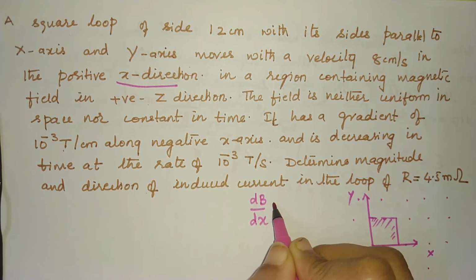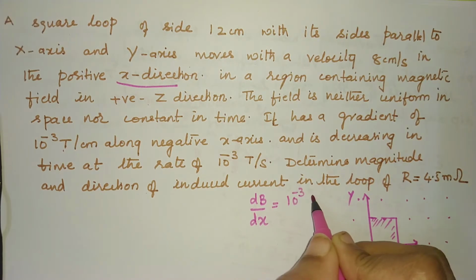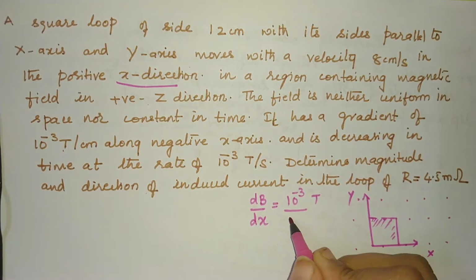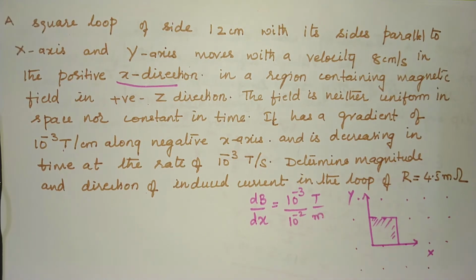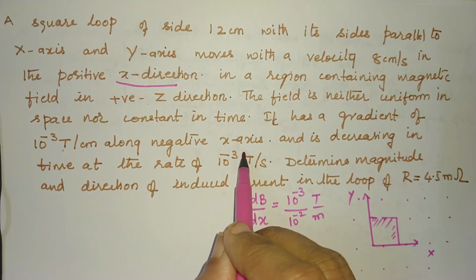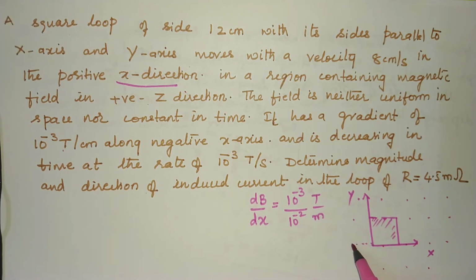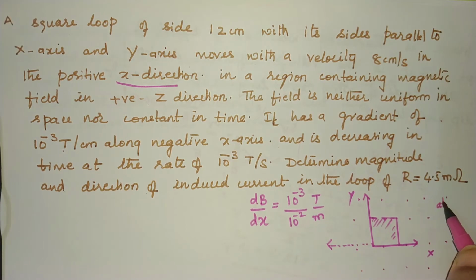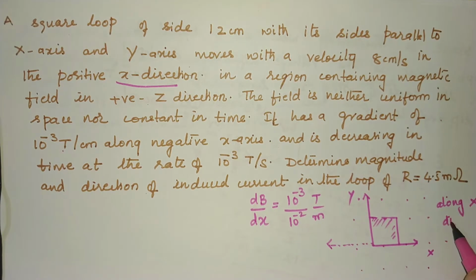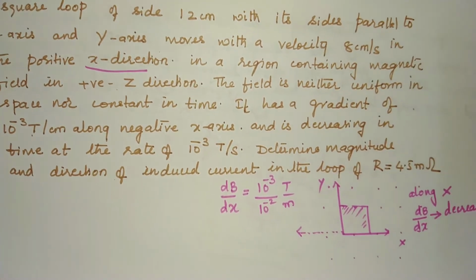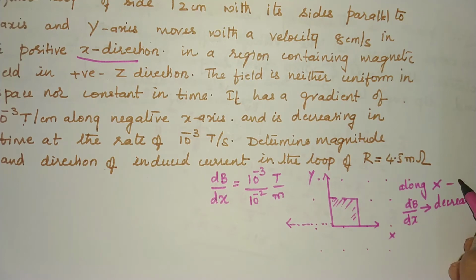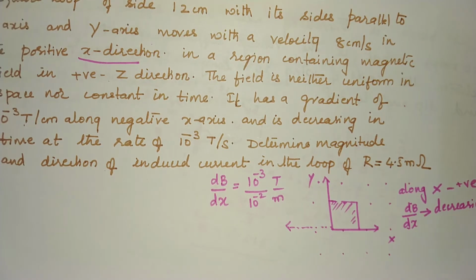So what is dB by dx given as 10 to the power minus 3 Tesla per centimeter. I am converting into Tesla per meter. The meaning of along negative x-axis in the sense field is increasing when you go along negative x direction, decreasing when you move along positive x-axis. So here I'll write along positive x-axis dB by dx is decreasing. Okay, since it is having a gradient in the negative direction, it is decreasing along positive x-axis. When x is positive, dB by dx is decreasing.